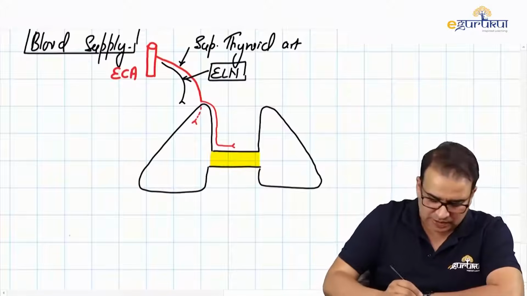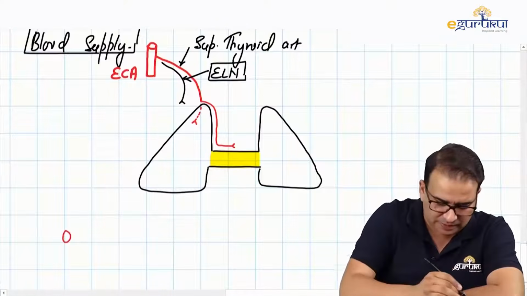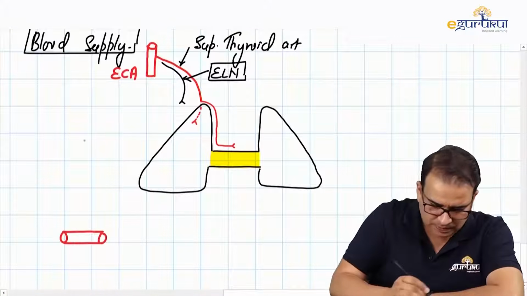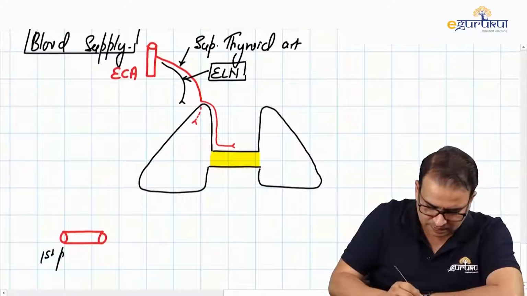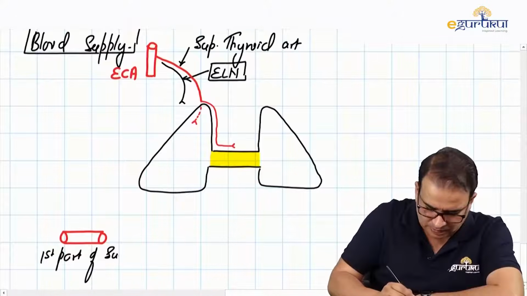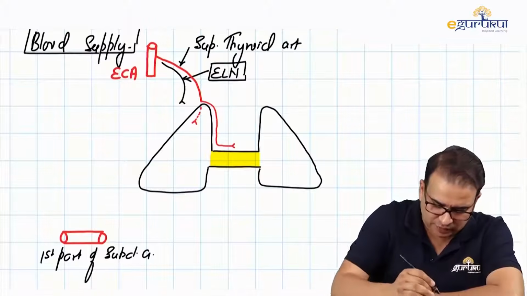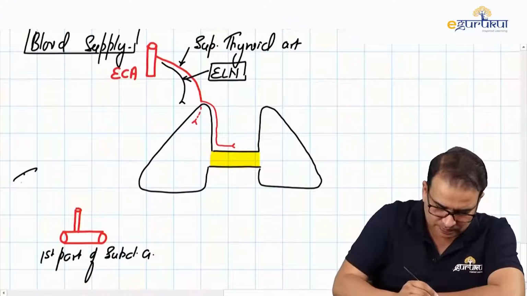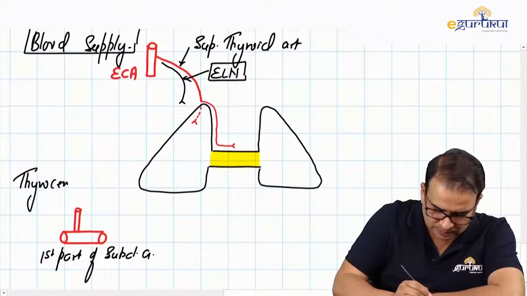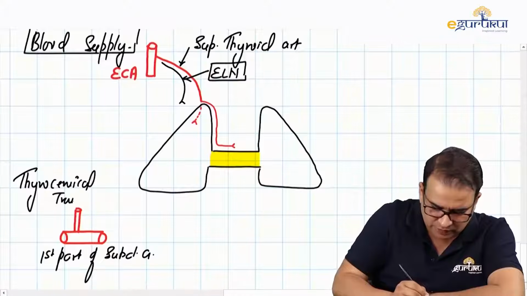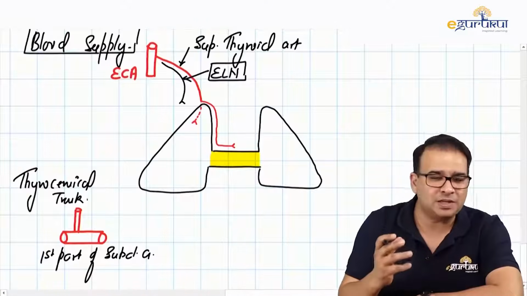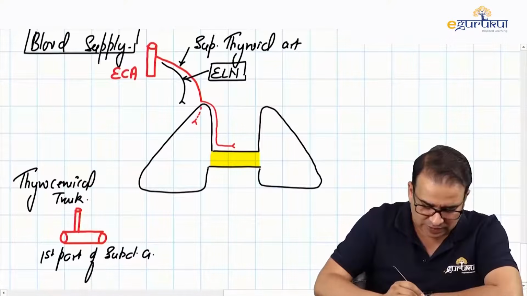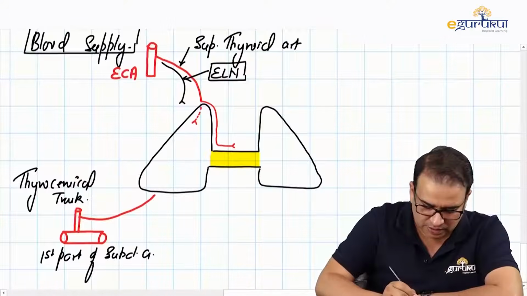The inferior thyroid artery was coming somewhere from the subclavian. Let me just remind you guys, the subclavian artery. The first part of the subclavian artery was giving origin to this trunk that is called the thyrocervical trunk. We already discussed that. Out of the three branches of the thyrocervical trunk, one is the inferior thyroid artery. So we have an inferior thyroid artery coming from the thyrocervical trunk, reaching the base.